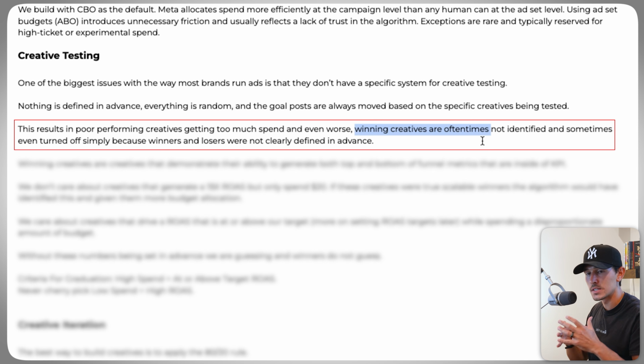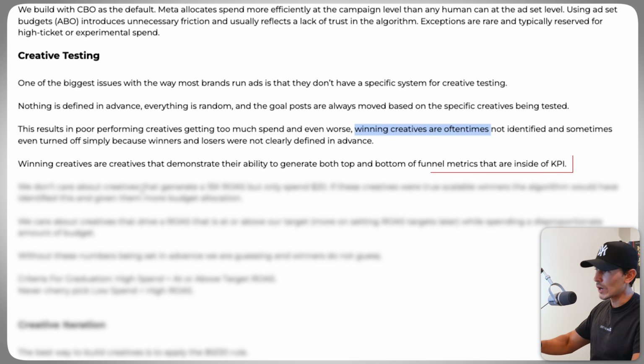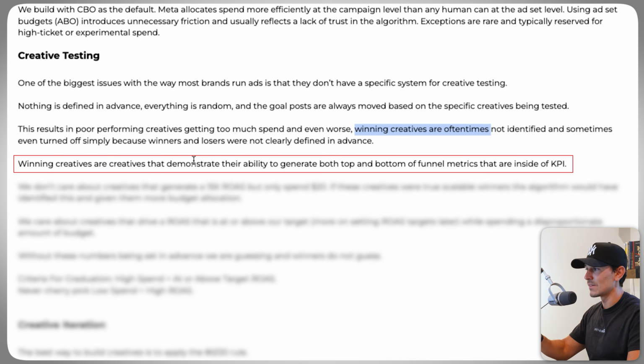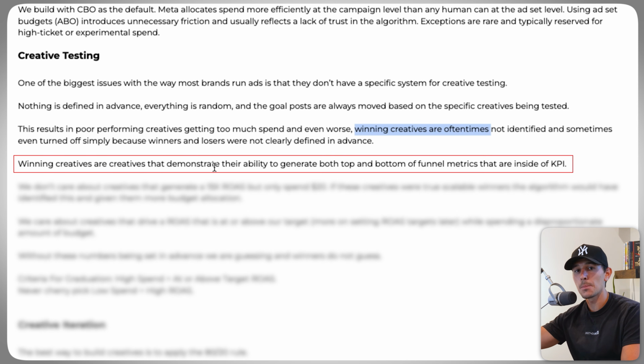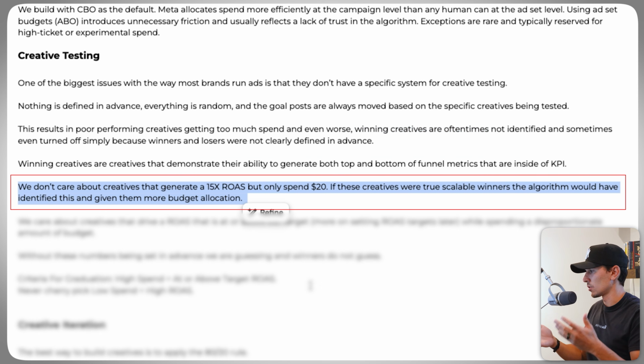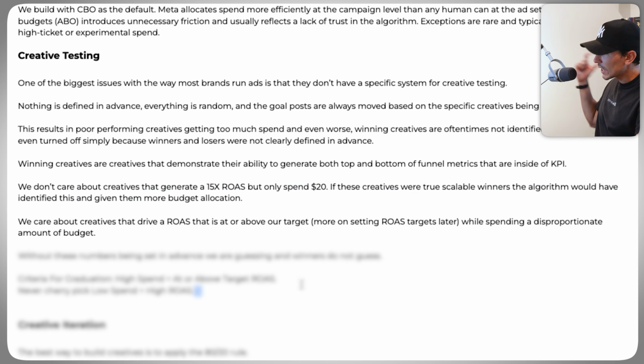It sounds really simple, but basically winning creatives are creatives that have the ability to generate both top and bottom funnel metrics that are inside of your KPI. So we don't care on our side if there's a creative that drives a 15x return on ad spend but only spends $20, because if these creatives were actually scalable, then Facebook would push them up to the top. The algorithm would push them up to the top and give them more budget. We care about creatives that drive ROAS that is above or at target.